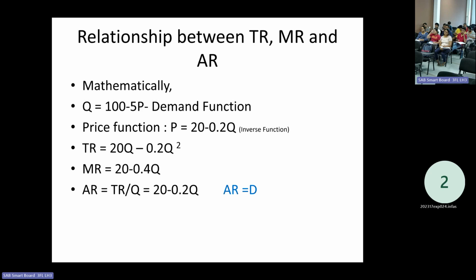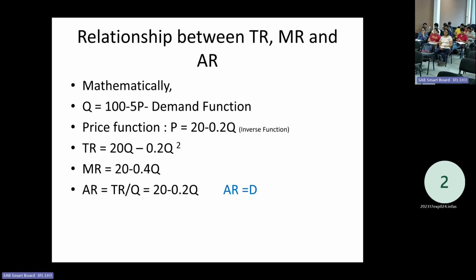Now this is our demand function, Q equals 100 minus 5p. That is the direct formula. If we need to find the indirect function, that is the price function. Once you convert this into the price function, we can take P equals 20 minus 0.2Q. Then the total revenue you can take.